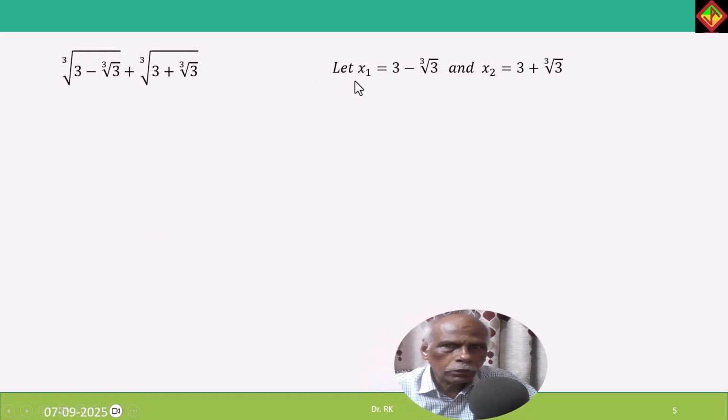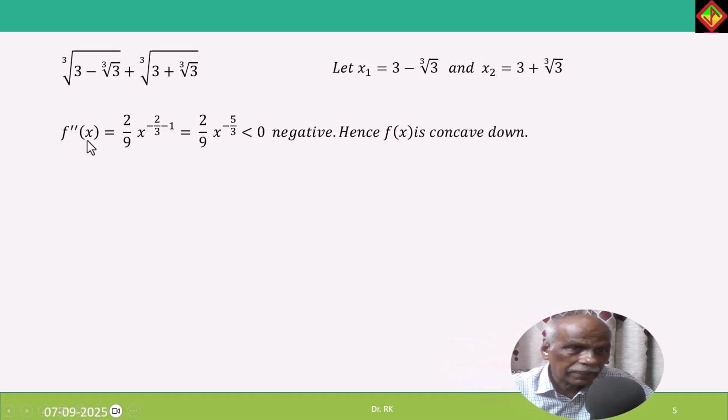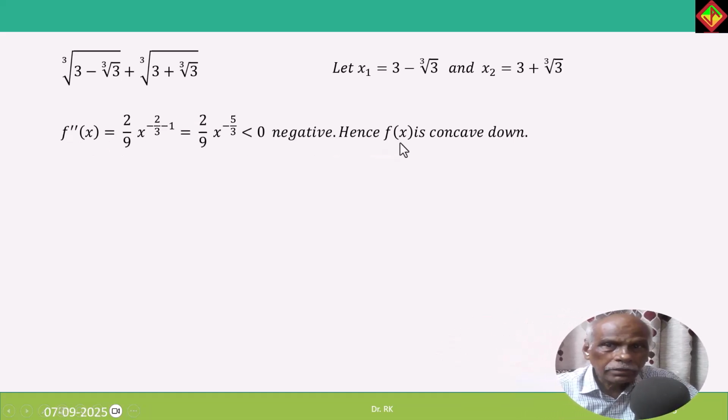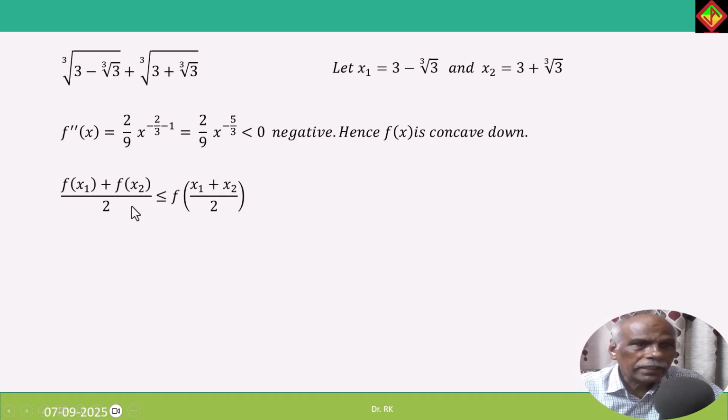So expression எடுத்துட்டோம், x1 x2 define பண்ணிட்டோம், f double dash, that is second differential கண்டுபிடிச்சிட்டோம், இது negative. Therefore f of x is concave down னு தெரிஞ்சிடுது. இது தெரிஞ்ச உடனே இந்த கண்டிஷன் போட்டுடலாம். So f of x1 plus f of x2 by 2 is less than or equal to f of x1 plus x2 by 2. x1 plus x2 by 2 கண்டுபிடிக்கிறது ஈஸி. இந்த minus root 3 plus root 3 cancel ஆகிடும்.